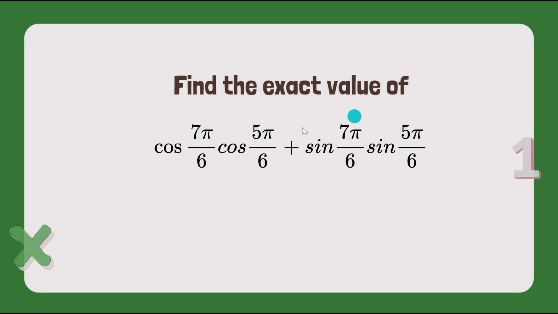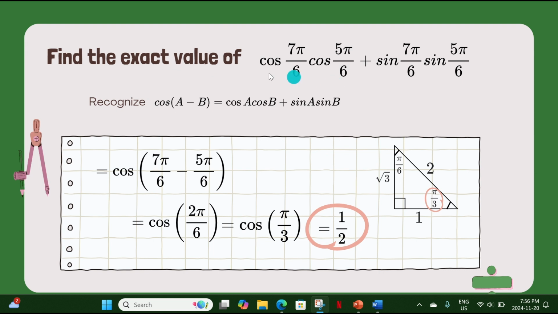Find the exact value of cos 7 pi over 6 cos 5 pi over 6 plus sine 7 pi over 6 sine 5 pi over 6. Now to solve this, we have to recognize that this is using the compound formula of cos A minus B, which is cos A cos B plus sine A sine B, and that's the exact same thing here. So we basically just plug the numbers into this part.